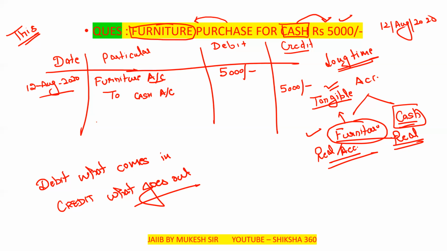Or in the accounts, you will write some narration, that is, being furniture purchased for cash. This is the narration we give here so that we can remember this in the future, what this specific entry is related to.